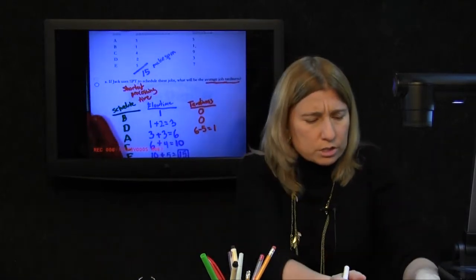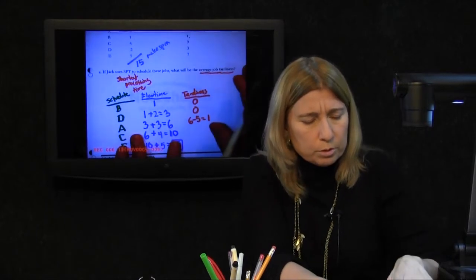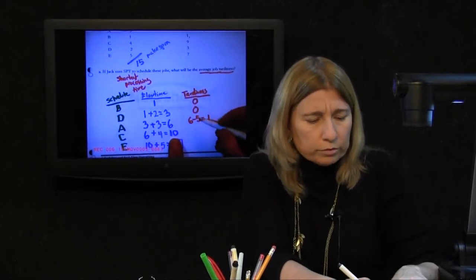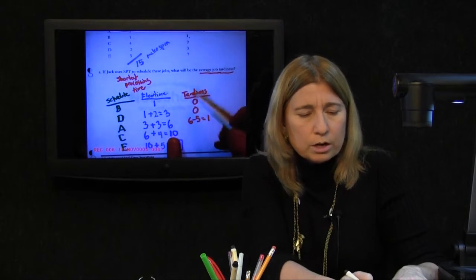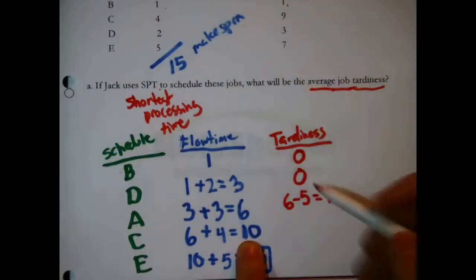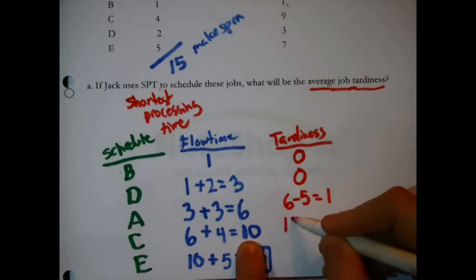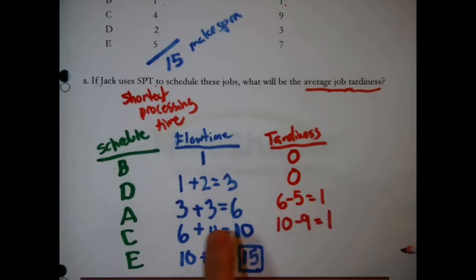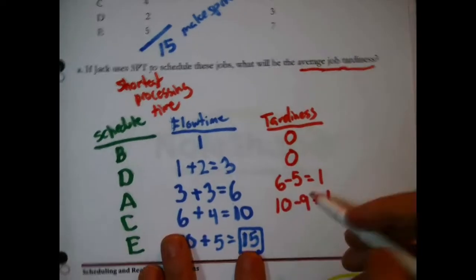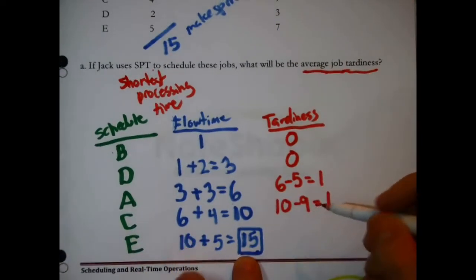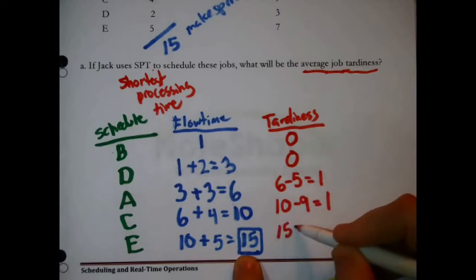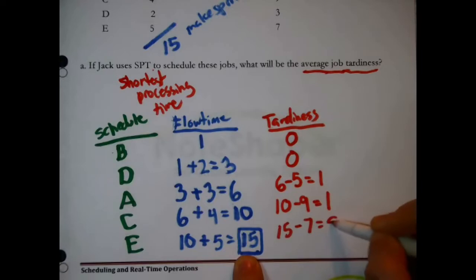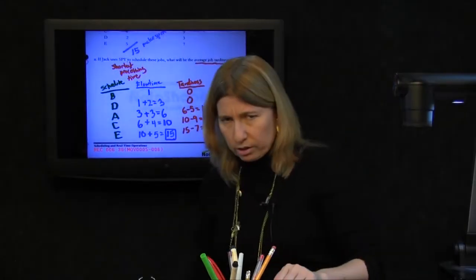Okay, now C will be finished in 10 hours. The flow time is 10. I am looking up in the data and it says C is due in 9 hours. Yeah, there is another case where we are running 1 hour behind. The tardiness is 1 hour. And then E will be finished in 15 hours. Uh-oh. E is due in 7 hours. 15 minus 7. E is going to be 8 hours tardy.